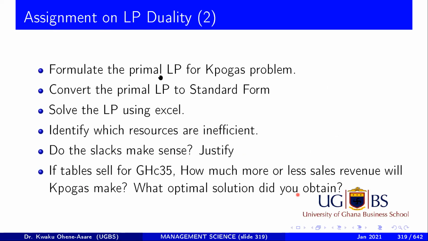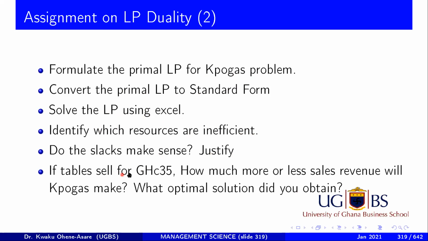Now look at the question. Formulate a primal linear programming model for Bogus. Convert the primal model to the standard form. Solve the linear programming problem using Excel. Which resources are efficient? Do the slacks make sense?